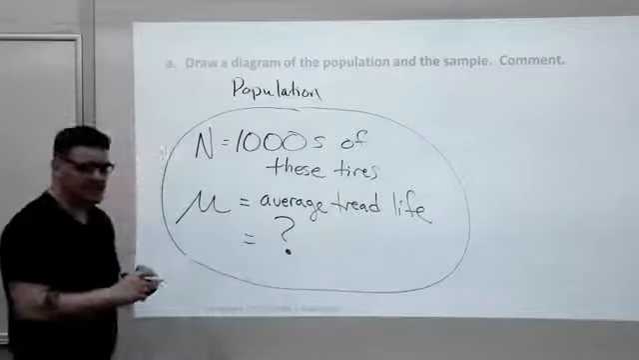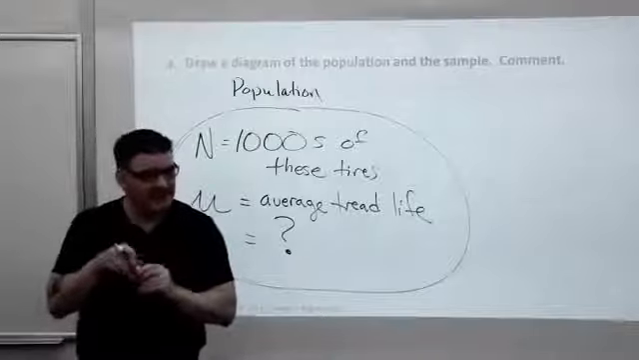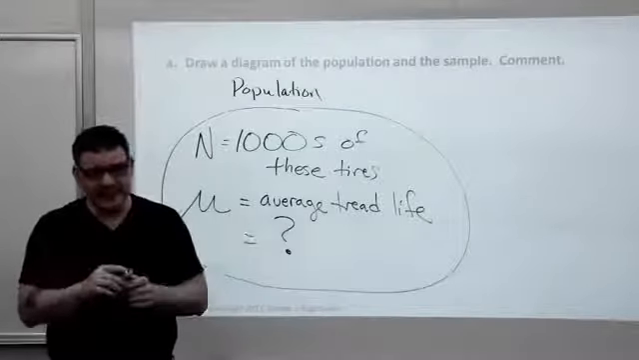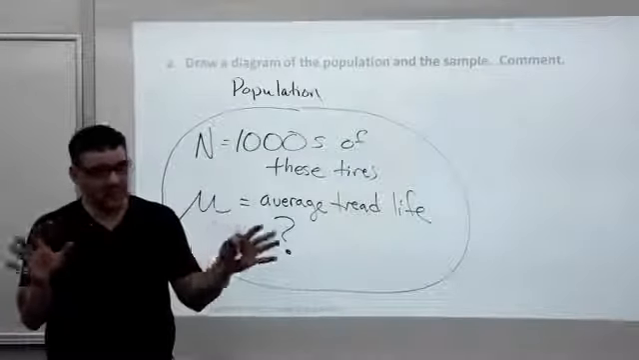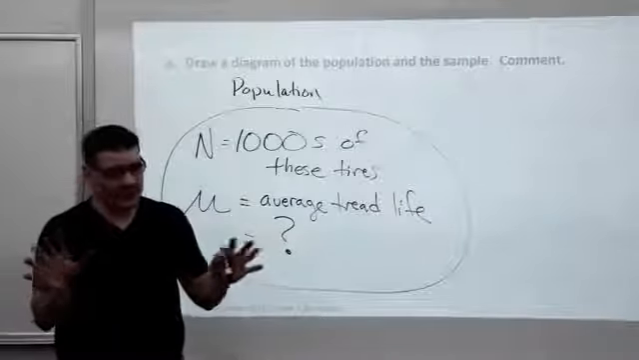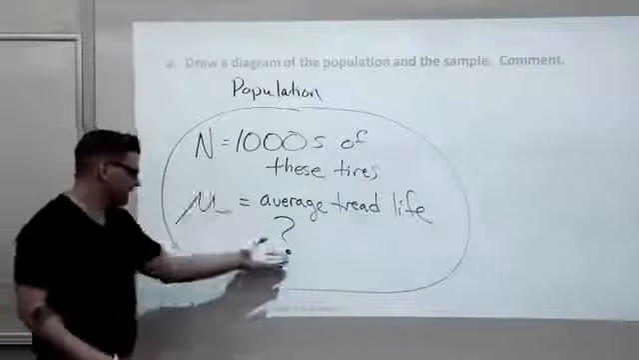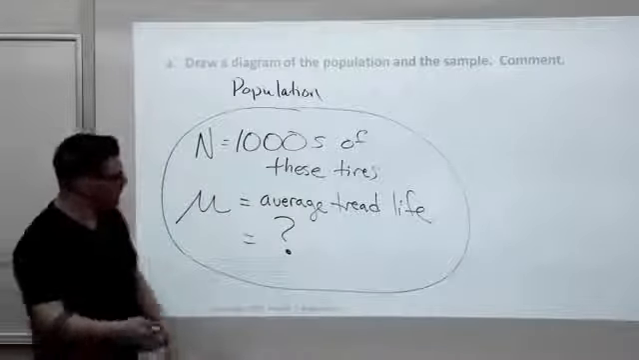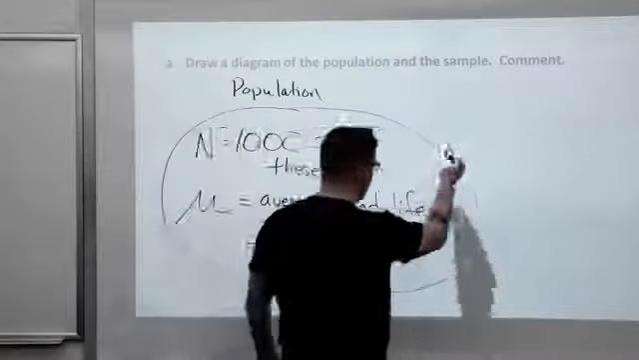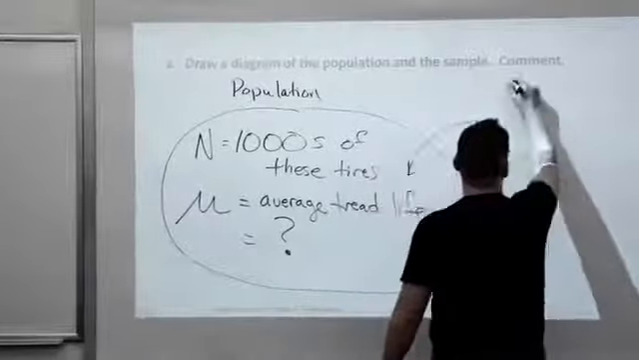Think about this. Just because Continental's claiming 50,000 on their warranty, does Continental know the true mean value of their tires? Of course not. They would have to test every single tire to get the value of that. So this is an unknown number. What are we going to do at Consumer Reports? We're going to take a sample.